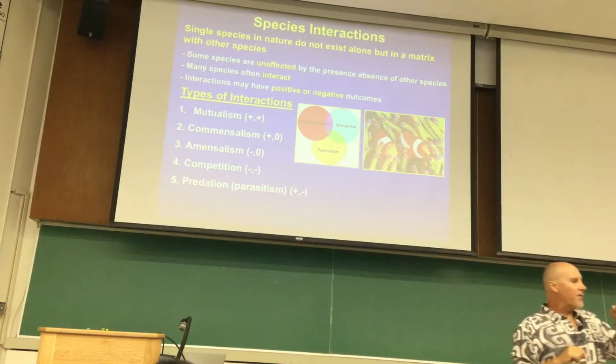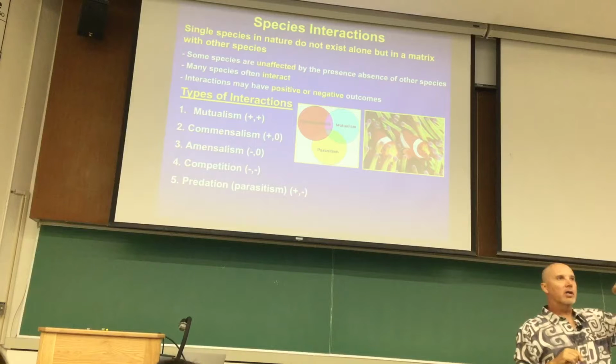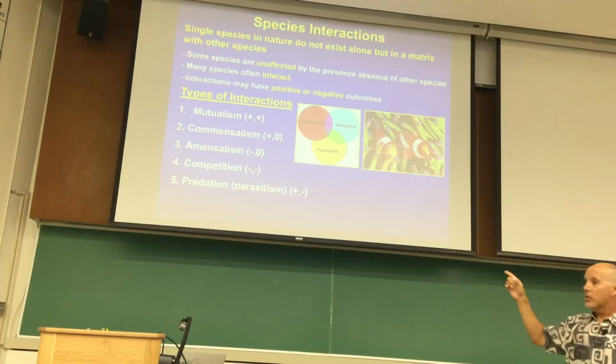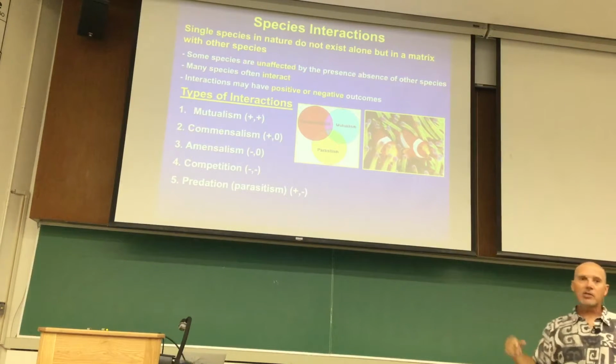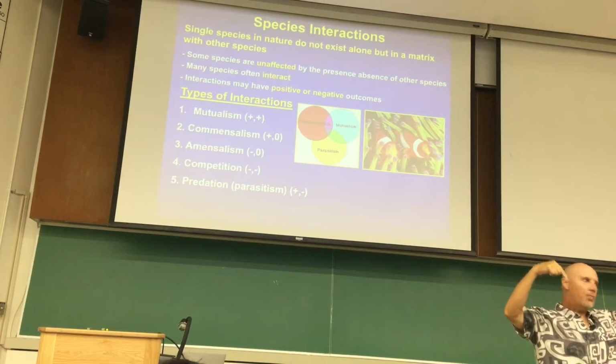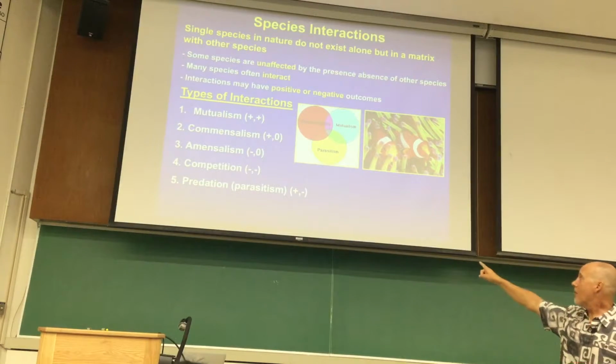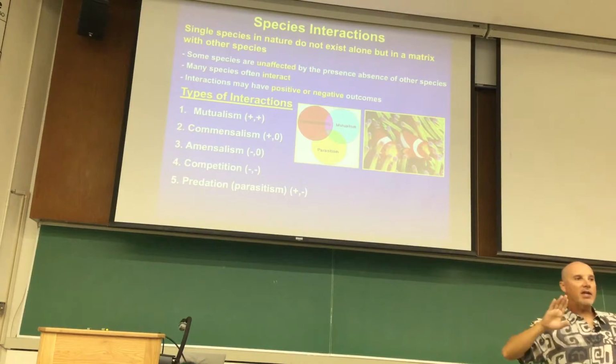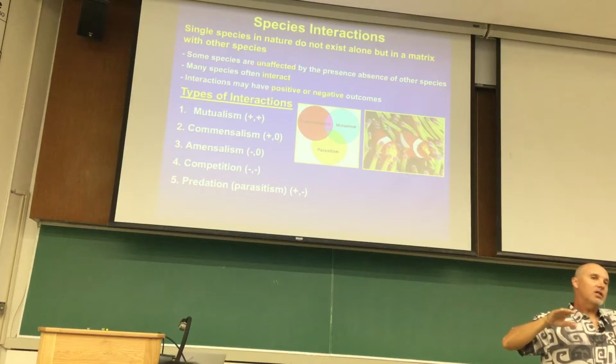Amensalism means that one suffers. Its population growth rate does what? It goes down. The other, not affected. Competition, we've already talked about that. What happens? They both go down. And then finally we have predation. A positive and a negative. Who's getting the benefit here, obviously? If I eat you, I'm doing well. If you're being eaten, you're not doing well.